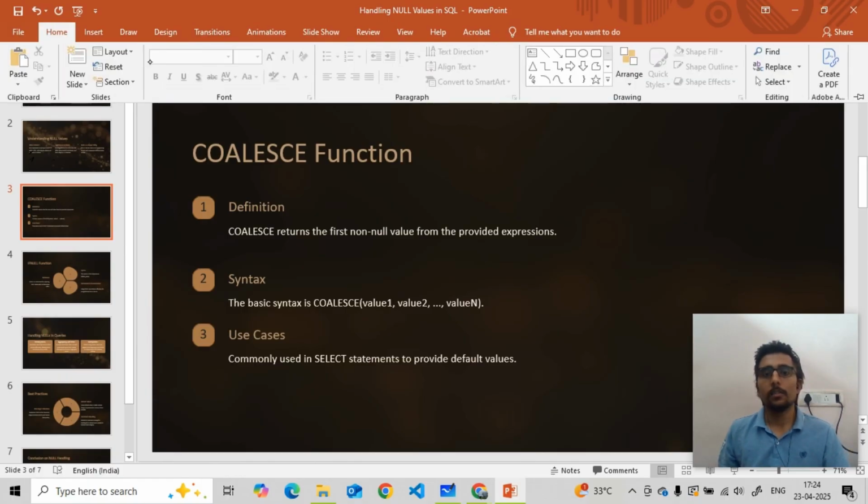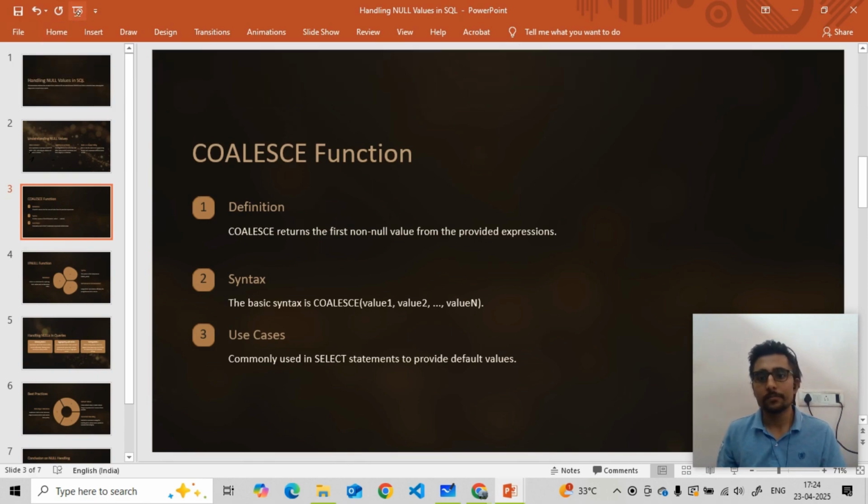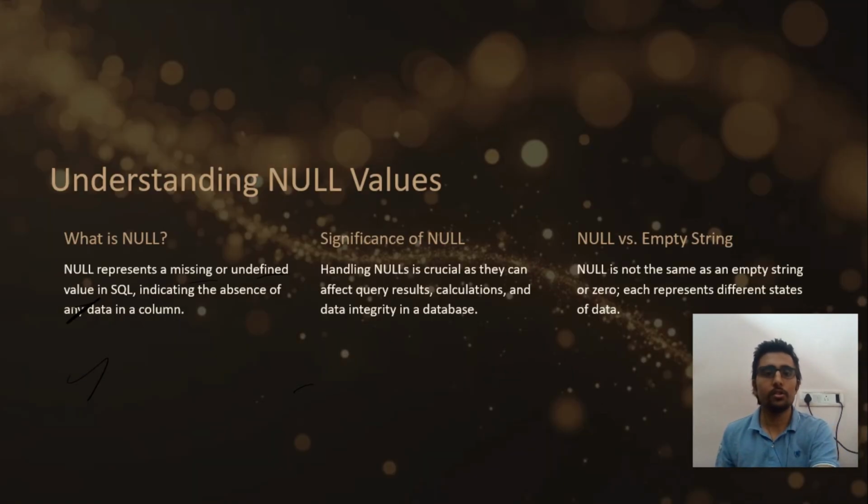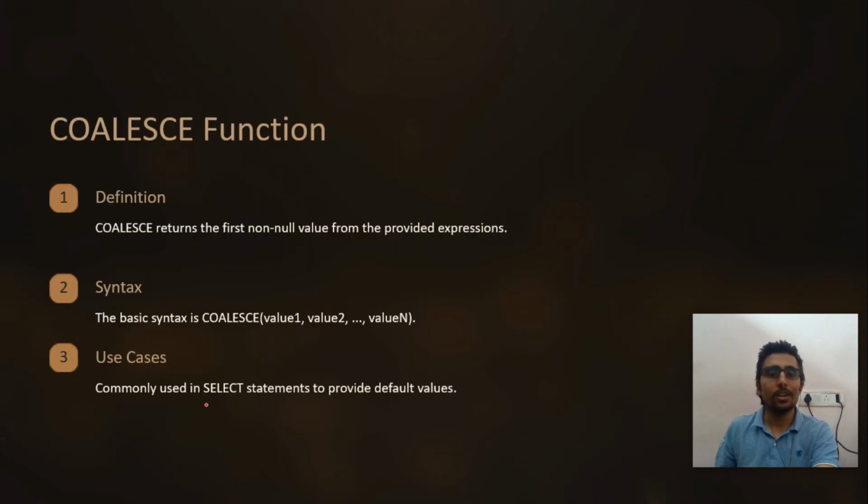Okay, cool. So this is all about that, and now let's understand the very important function, which is the COALESCE function. What is the COALESCE function all about? Let's understand a little bit about that. The COALESCE function basically returns the first non-null value from the provided expressions.